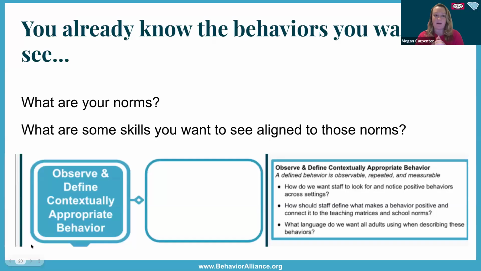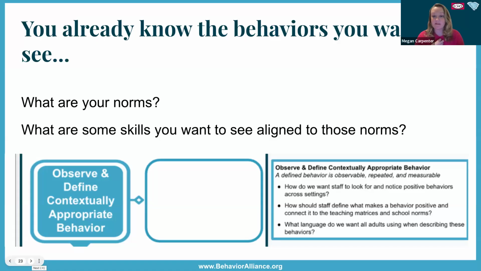So when we pull this back to our positive behavior flow chart, the first thing we want to do is observe and define contextually appropriate behavior. This is nothing new. You've already done this in your school-wide and class-wide matrices. So when you look at your matrix, you're just pulling out those skills you want to see and what norms they're aligned to. So if you have students completing their work on time under responsible, right? That's something we can add to our flow chart.